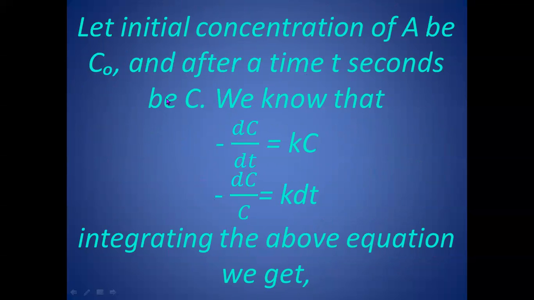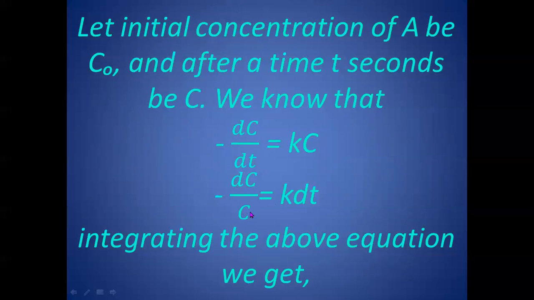Why? Because B is taken in excess if there are two reactants. And after a time t seconds, let the concentration of A, the reactant, be C. So we know that minus dC by dt is equal to KC, or here we can send the same terms to one side, because C is concentration, so we can send this to the side.